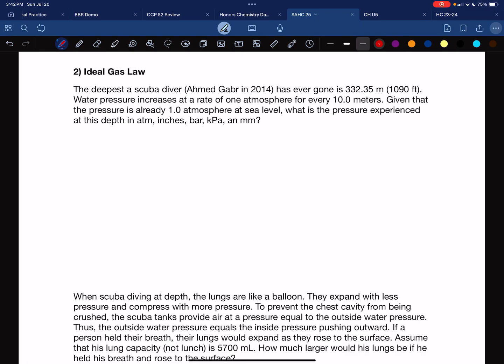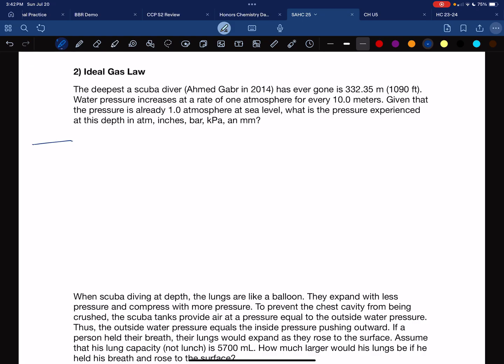This question is a fun one about scuba diving. The world record holder, Ahmed Gabir, in 2014, has gone 332 meters, or over 1,000 feet down in scuba diving. And we're told that the water pressure increases at a rate of 1 atmosphere for every 10 meters. Given that the pressure is already 1 atmosphere at sea level, what's the pressure experienced at this depth?